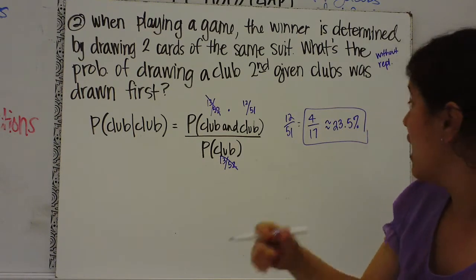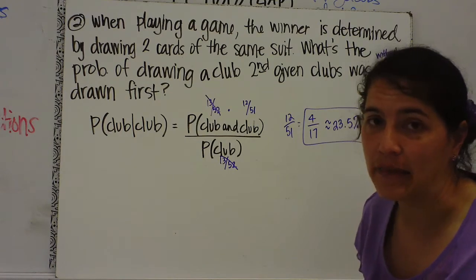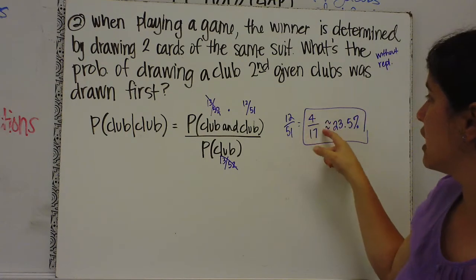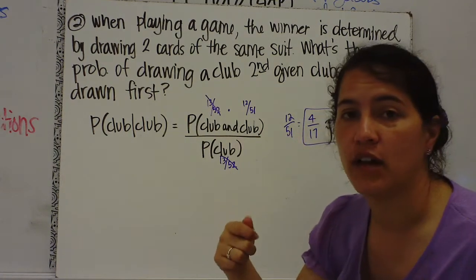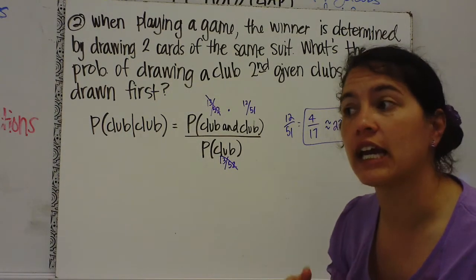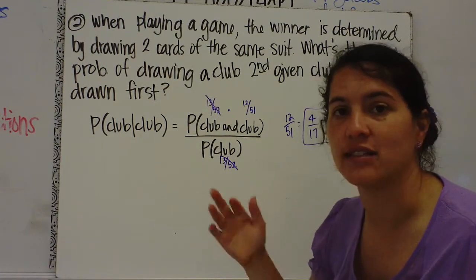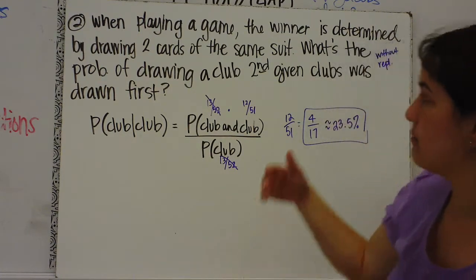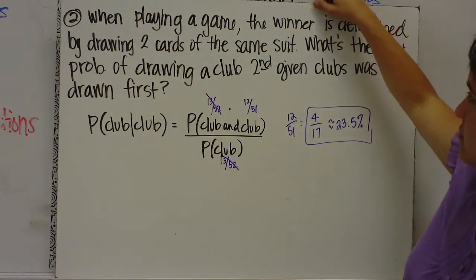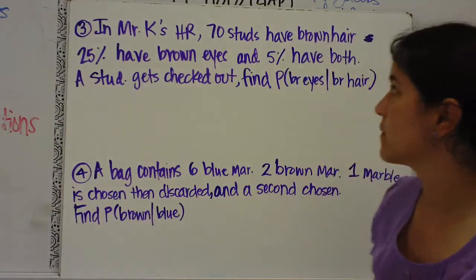So we have almost a 24% chance of winning this game, 4 out of 17, of picking a club given that you already picked another club. So if you pick the first club, then you have about a 24% chance of picking another club and winning the game. All right.